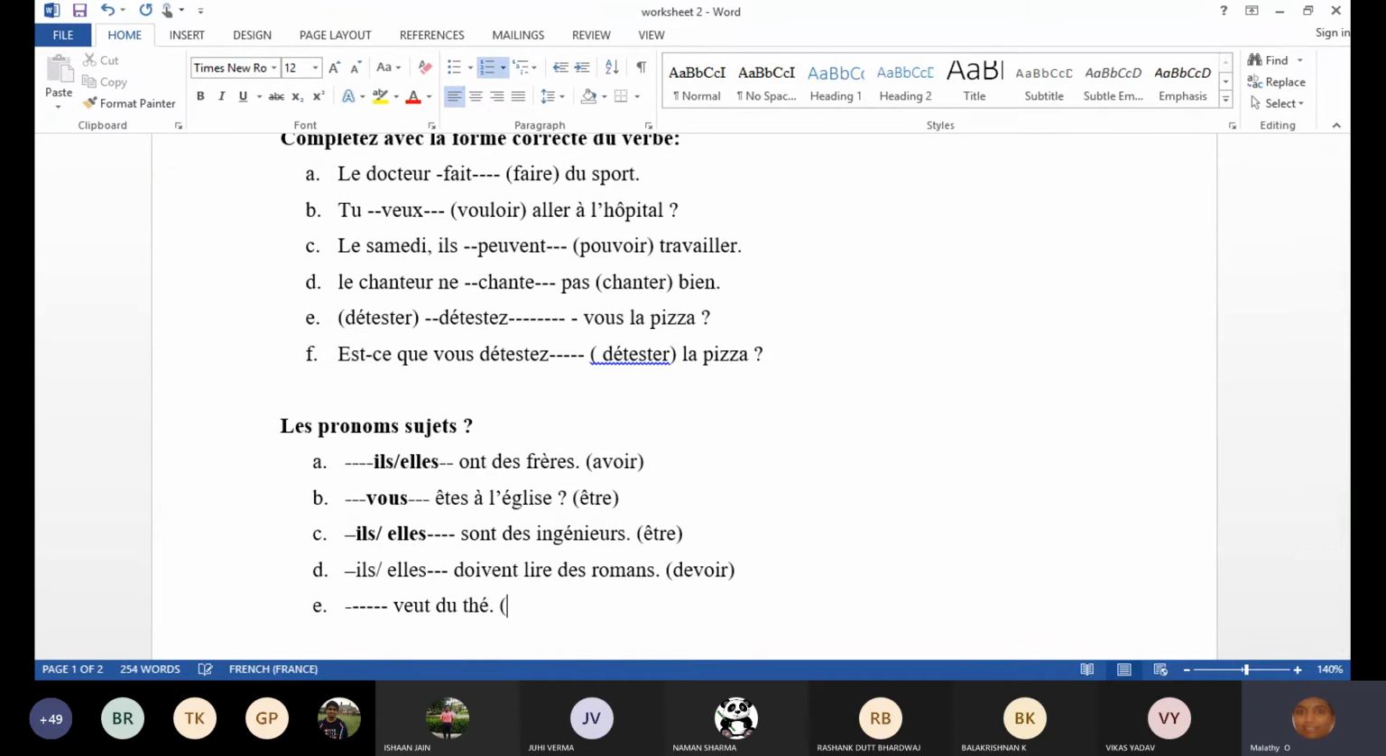And the last sentence, the verb used is vouloir, and the conjugated form is conjugated for il or elle. Either of the answers is possible. So he wants some tea, she wants some tea. Il veut du thé, elle veut du thé. Is it clear?